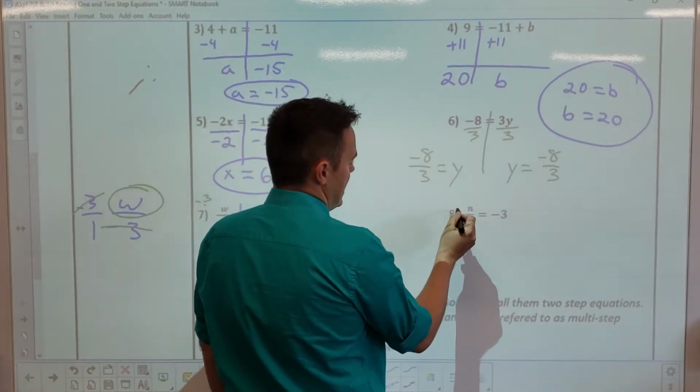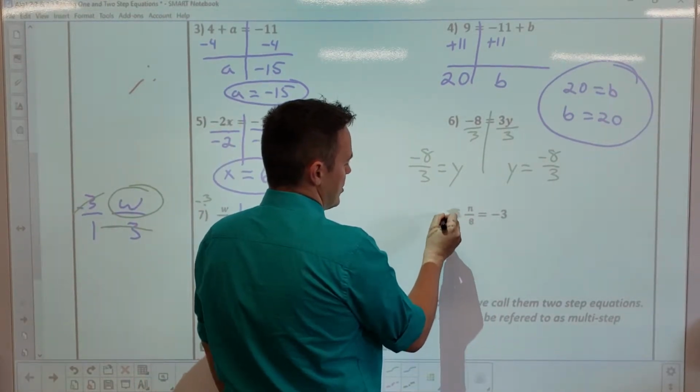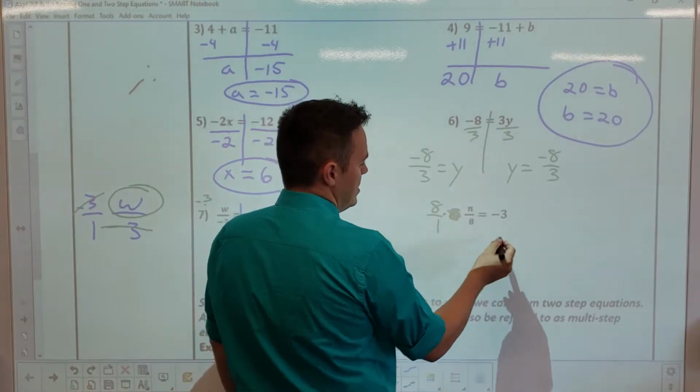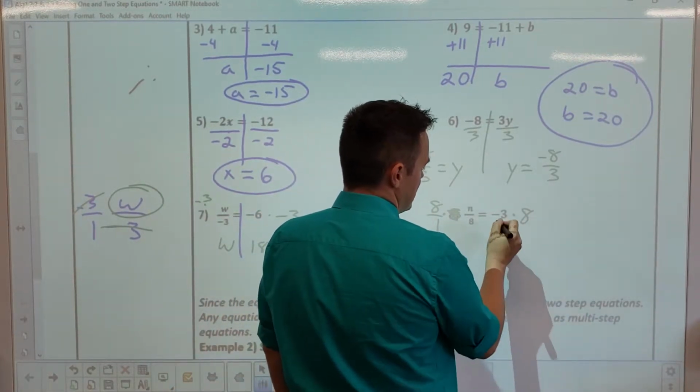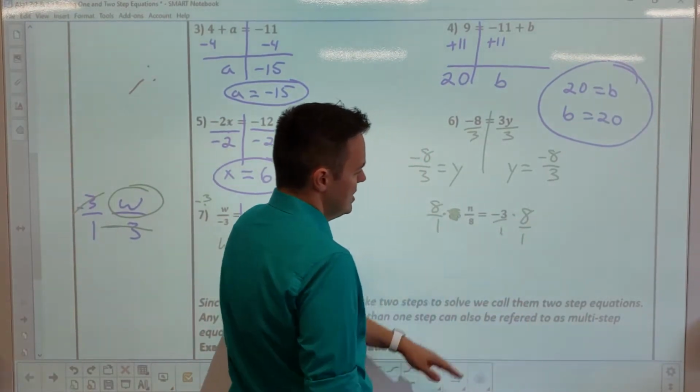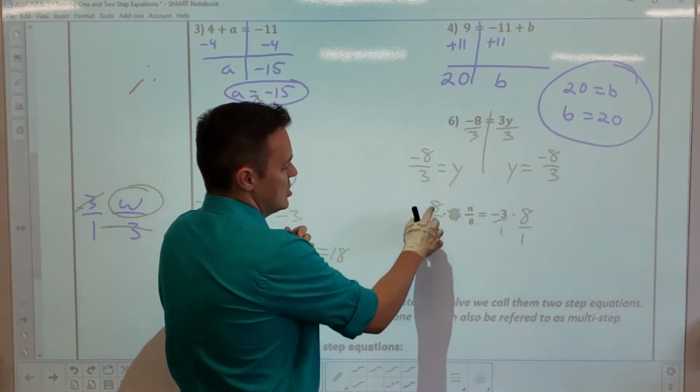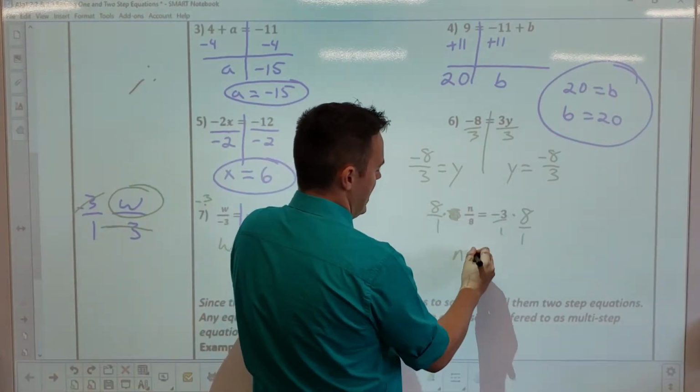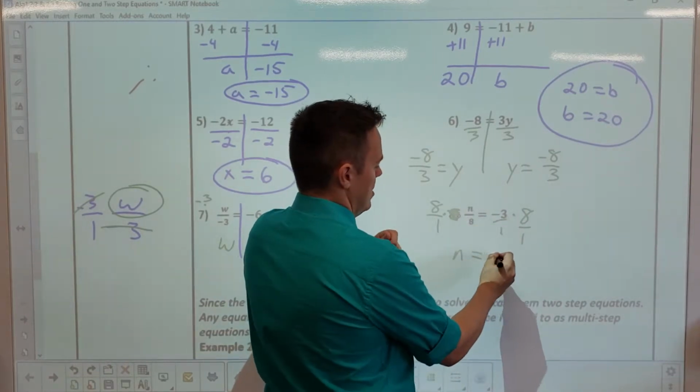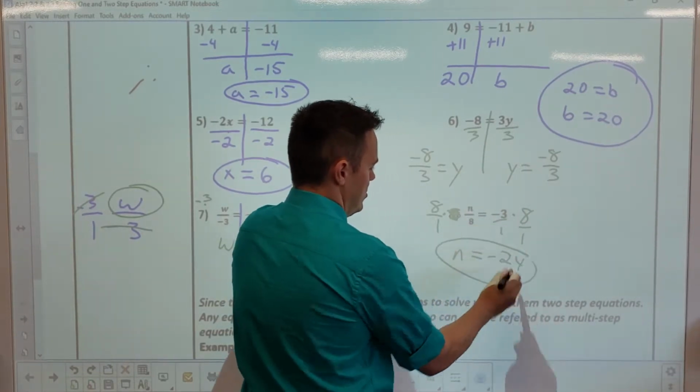Same with here. This is a fraction, so we're going to multiply by 8 over 1. Multiply this by 8, because you know this is over 1 and that's over 1. Technically speaking, if you look at that, these cross multiply out. The n equals -3 times 8, -24.